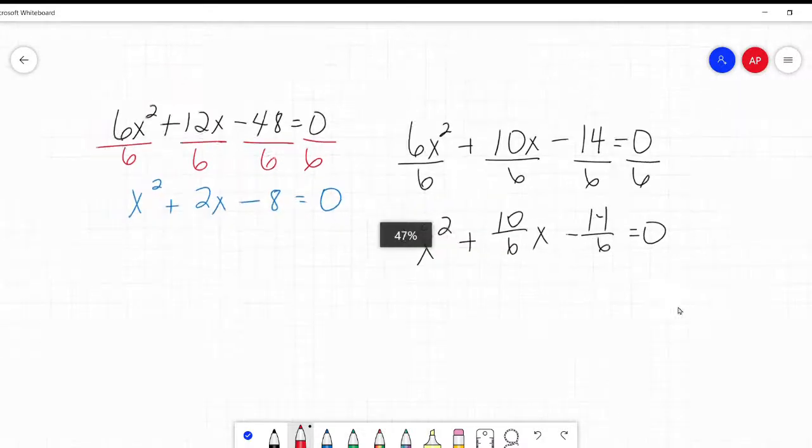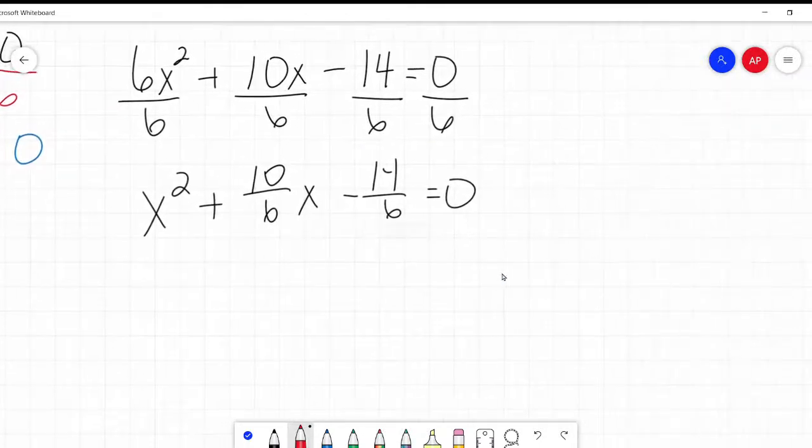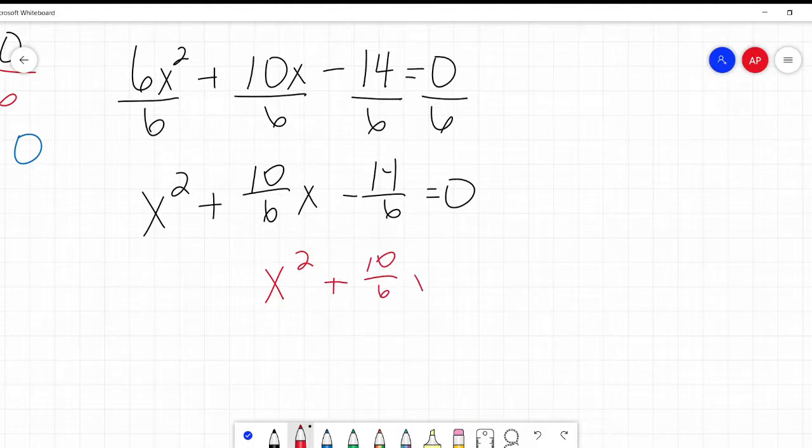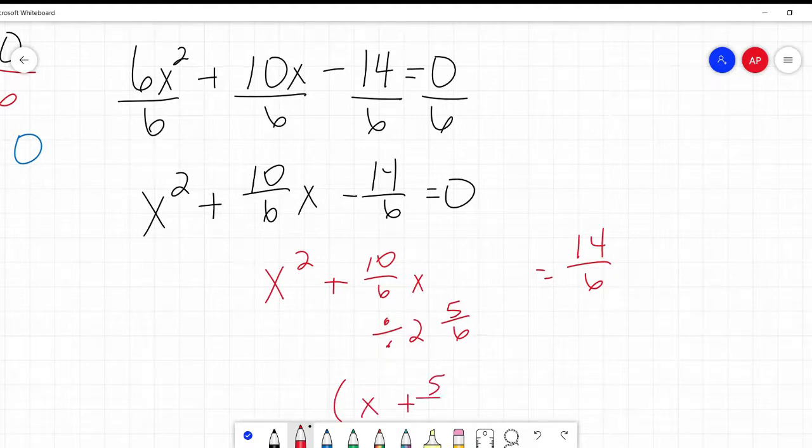Little side note here, if you are doing something with a fraction, same thing applies. Like if I go to the next step on this one and I do what I'm supposed to, and I get the 14/6 over there on its side, on the right side. Same process. Even though I know it seems silly, you divide by 2. 10/6 divided by 2 is 5/6. So I'm creating x plus 5/6 squared.